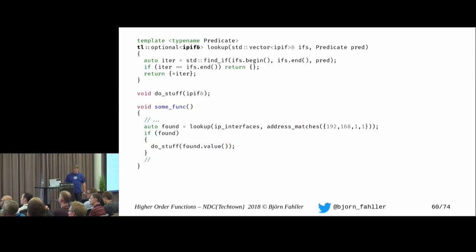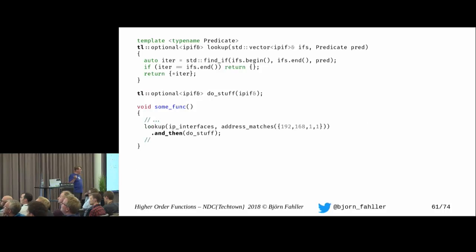So let's use this, see what happens. So change my lookup function very, very slightly so that it returns a Tartan-Lama optional of an IP interface reference. And we have some func that does something if our lookup succeeded. But since we have these continuations, we can do this much cooler. Look up this interface that matches 192.168.1.1, and then do stuff. This is neat.